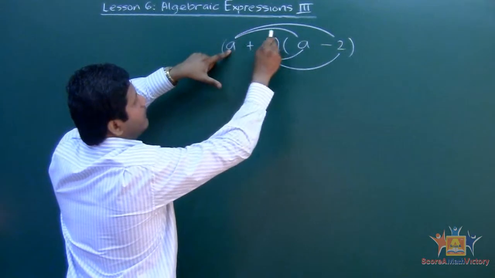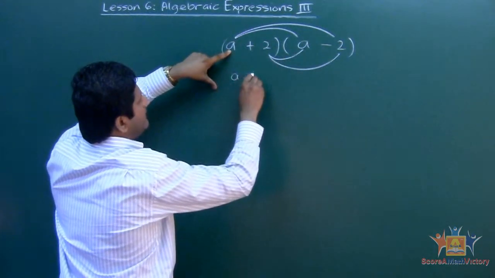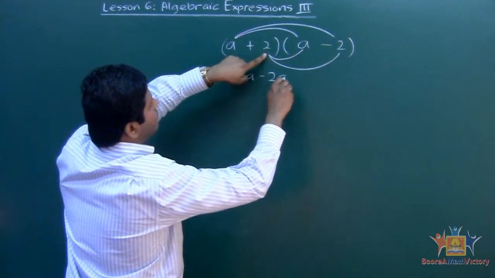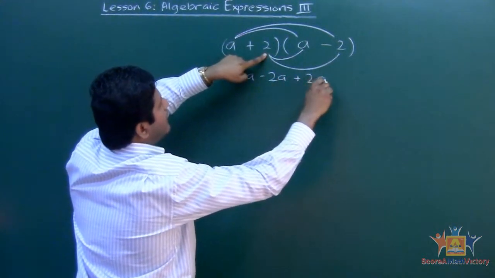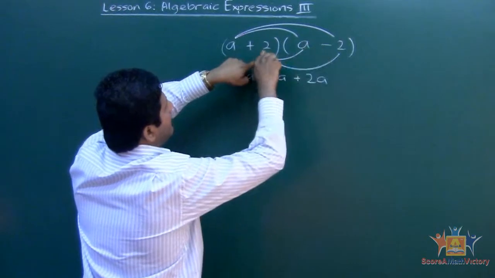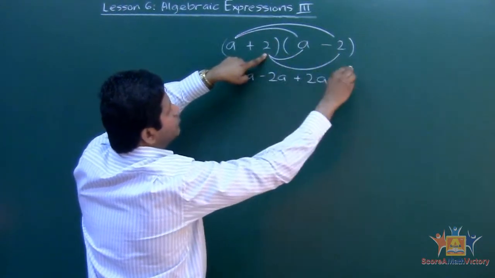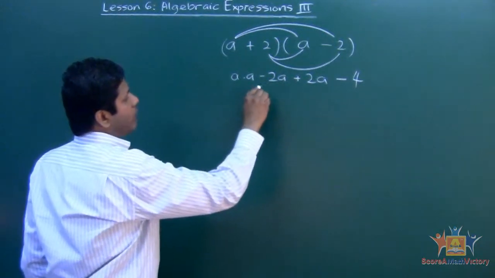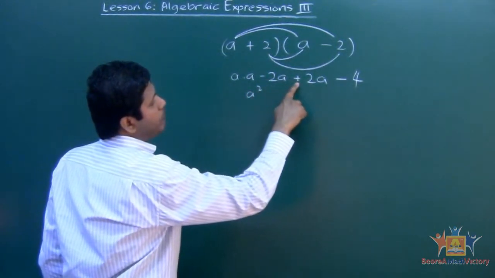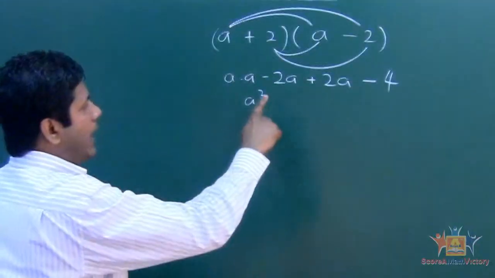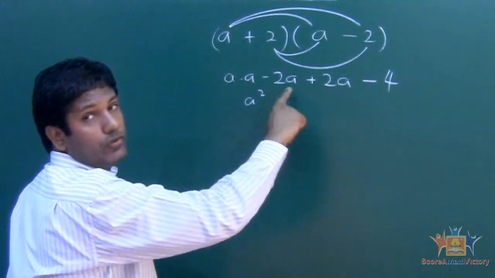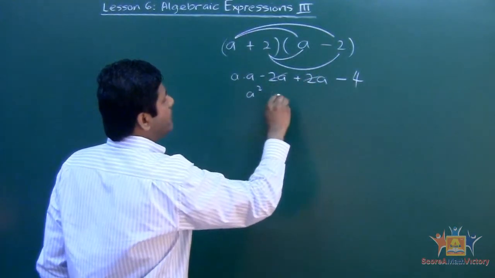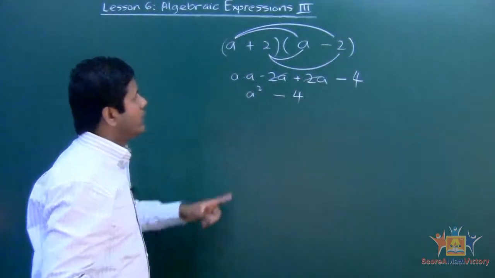Alright, okay, so let's start with the a. First one, a times a, and then a times negative 2, so negative 2a, and then we go to the plus 2, plus 2a, and then plus and minus gives you minus. 2 times 2 gives you 4. Alright? So a times a is a squared. Now look at that, negative 2a plus 2a, what happens? I owe 2, I have 2. That means you just pay them off. It's pretty much gone. Alright? Goes away. Minus 4.